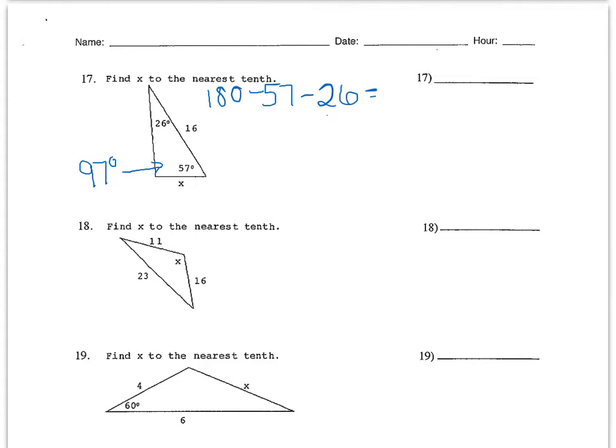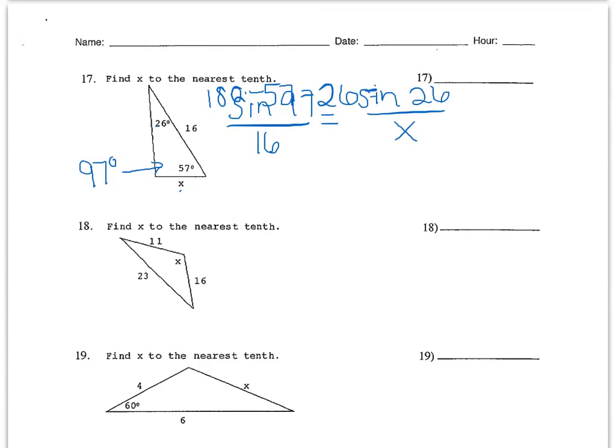So here's what that'll look like. I will have sine of 97 over the 16, because the 97 degree angle is across from the side length 16, equals sine of 26 over x, because the 26 degree angle is across from the x, which is what I'm trying to find.